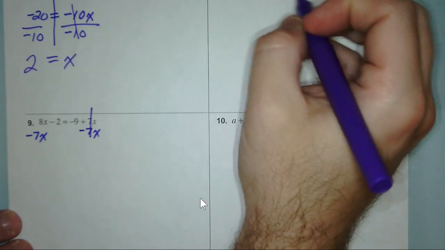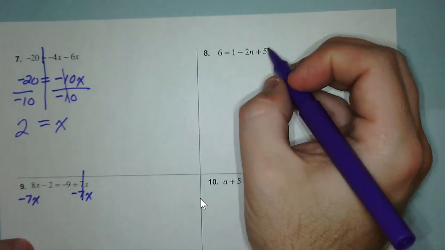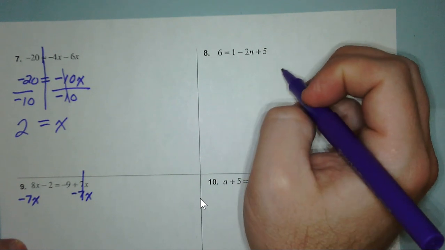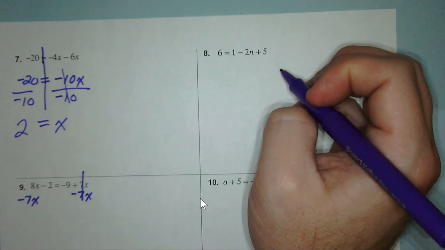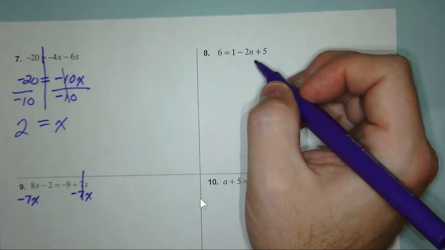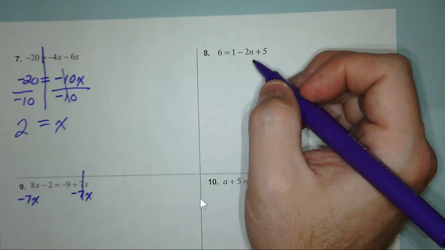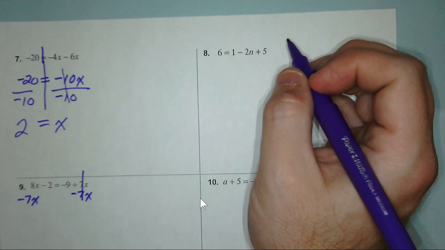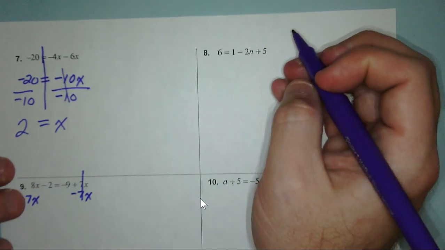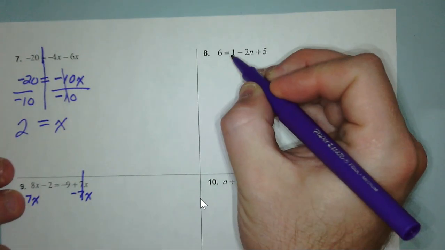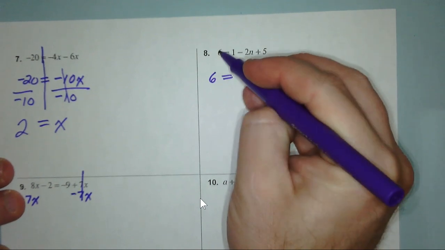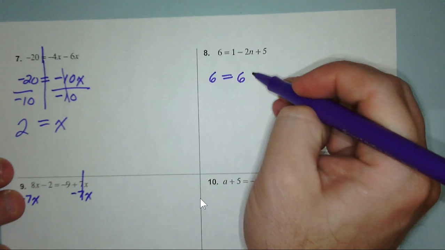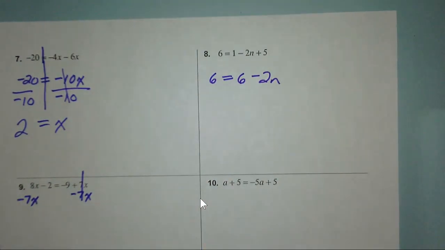In number 8, Jack, what's the first thing you would do in number 8? You would combine 1 and 5. Yeah. That's what I would do. If you already see two like terms that are on the same side, you can just combine them, and I think you should just combine them. So we have a positive 1 and a positive 5. So that 6 drops down. The 1 and then the positive 5, they make 6. And then that minus 2n drops down.